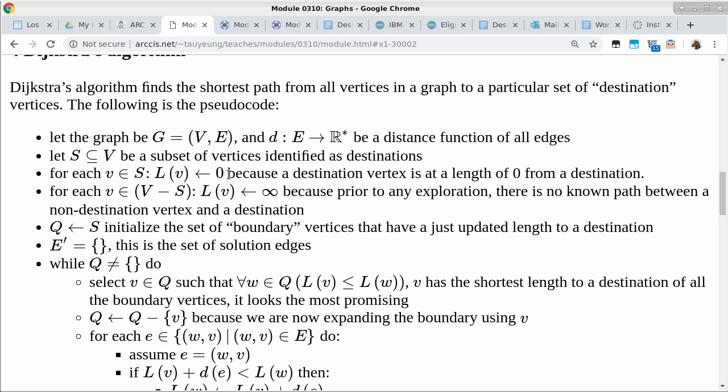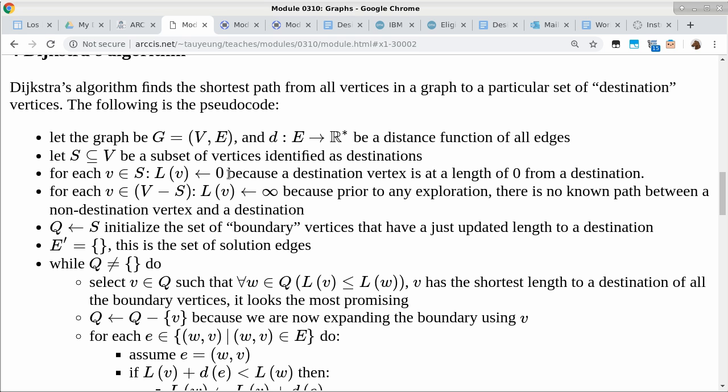Does that make sense that we do this kind of initialization? And why does it make sense? Why do we initialize all of these v to have an L value of 0? Where did I get these vertices? I'm getting these vertices from a subset, but there's something special about that subset, right? What is this subset? They're the destinations. Would you agree that if you're standing on a destination, the length of the shortest path to a destination is going to be 0 because you are on it? Yes? Okay, well, that's why we initialize the L value to 0 for every vertex that is itself a destination. Is that okay?